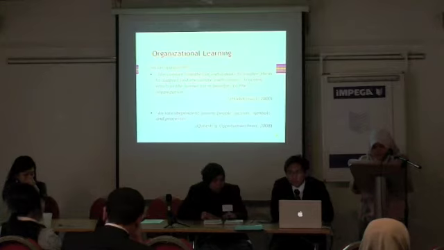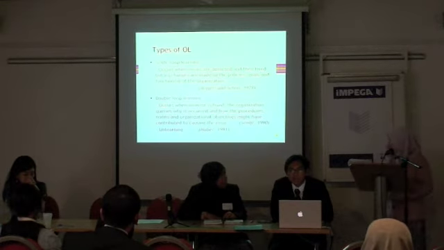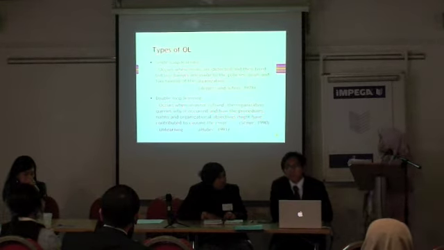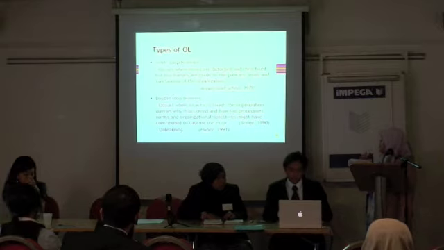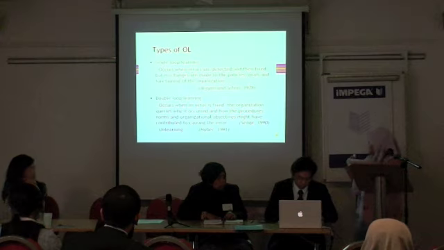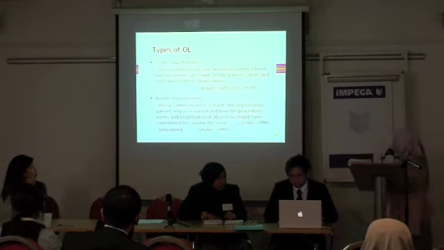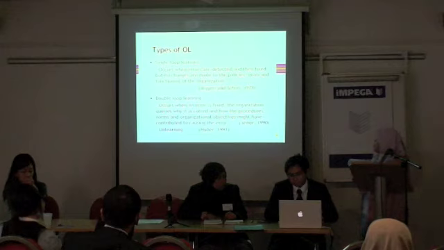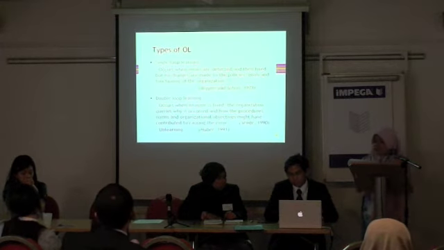So, there are various types of organizational learning. Here I'll talk about single loop learning and double loop learning. Single loop learning occurs when errors are detected and then fixed, but no changes are made to the policies, goals, and function of the organization. Let's take a simple example.